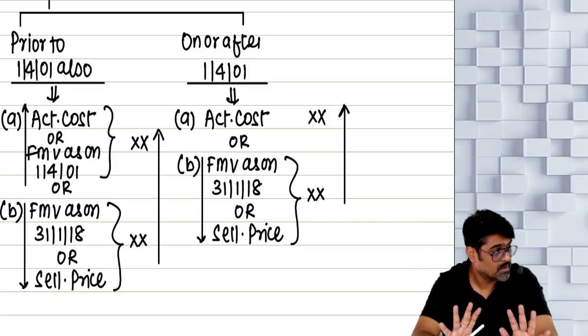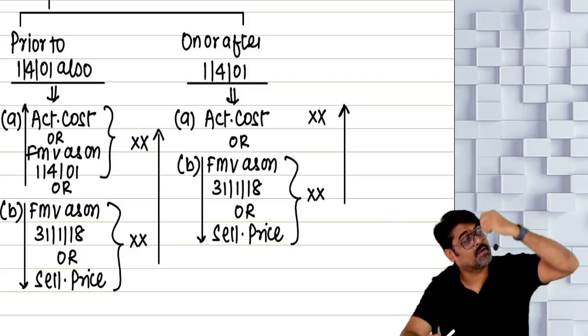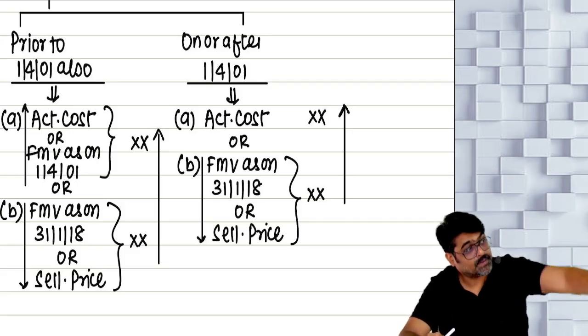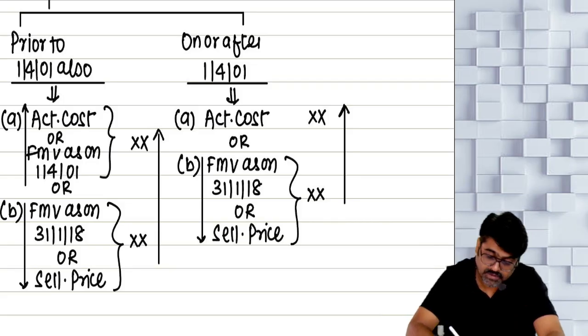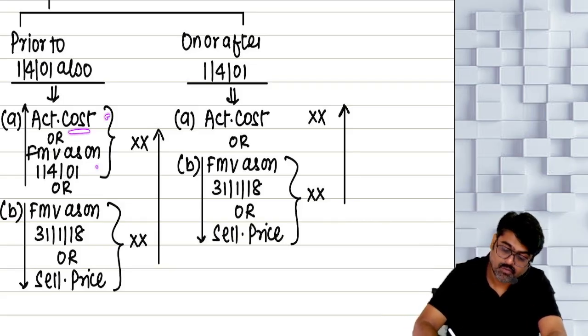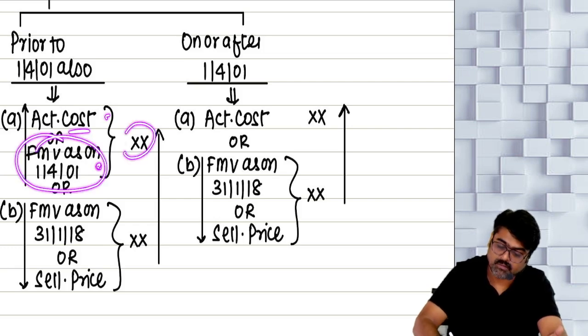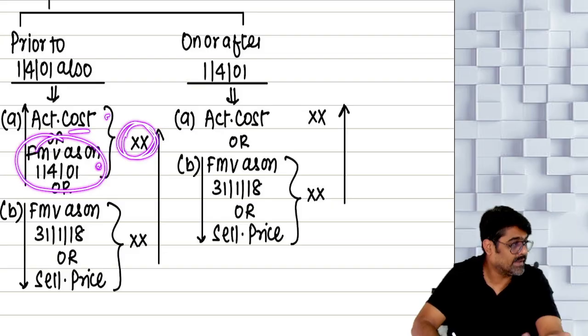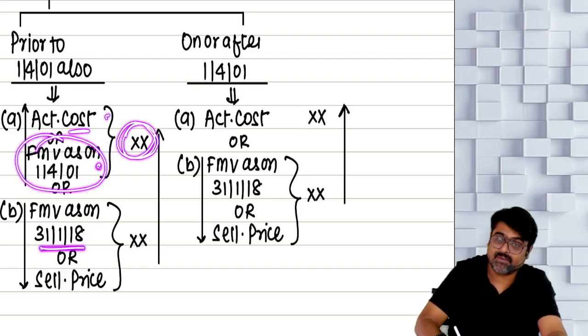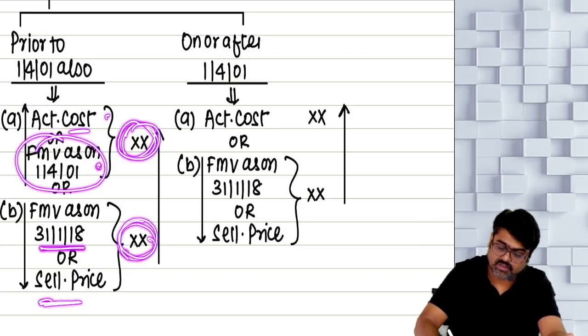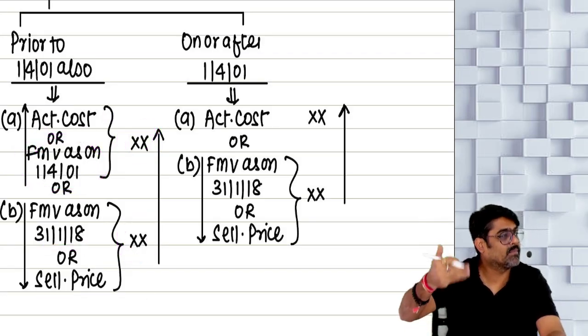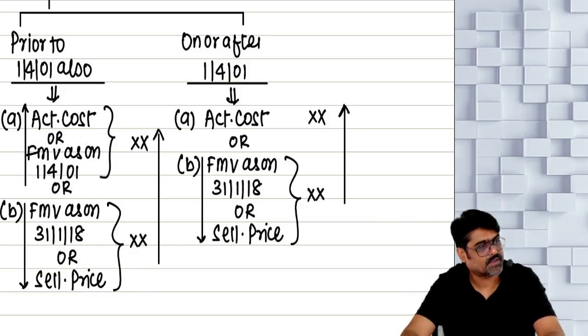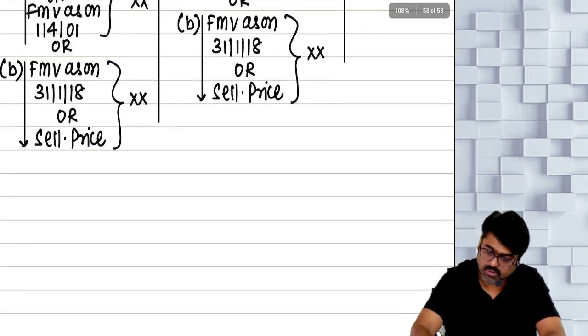Sure? What if those bonus shares were acquired prior to 1st April 2001 also? This thing, actual cost, nil. Fair market value as on 1st April 2001, whichever is higher. Always this fair market value will come as higher amount. And then fair market value as on 31st January 2018 or selling price, whichever is lower. This lower amount or this higher amount, whichever is higher, will become the cost of acquisition. Done, sir?